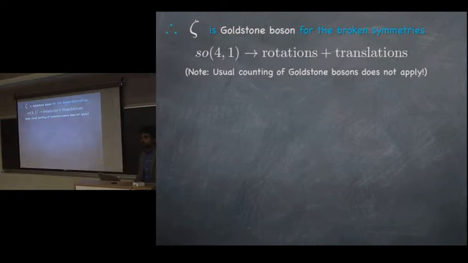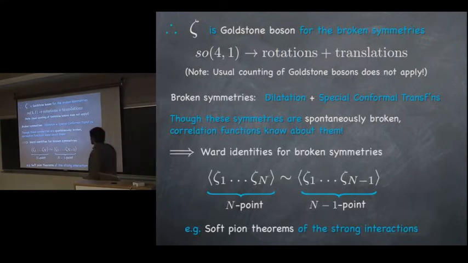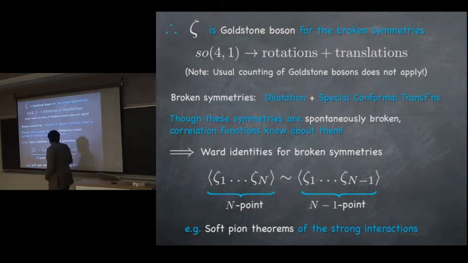So what's the point of the symmetry insight? Well, we're claiming there are 4 broken symmetries. But these symmetries, they may be broken, but correlation functions will know about them in the form of Ward identities. Ward identities for broken symmetries take the form of an n-point correlation function being related to an n-1 point correlation function. If the symmetry is not broken, you would just have a statement about the n-point function itself. When it's broken, it's a statement relating the n-point to the n-1 point function. And that's the structure of the soft pion theorems of the strong interaction, where you add a soft pion to a process, relating the amplitude with the soft pion and without the soft pion. So there should be such relations in cosmology. Can you think of one?